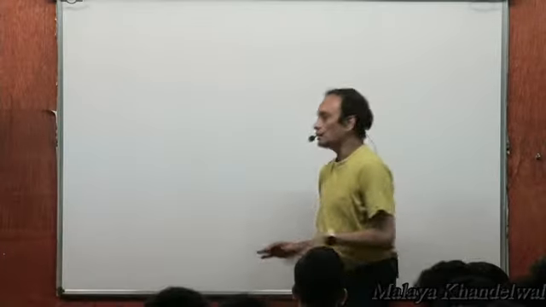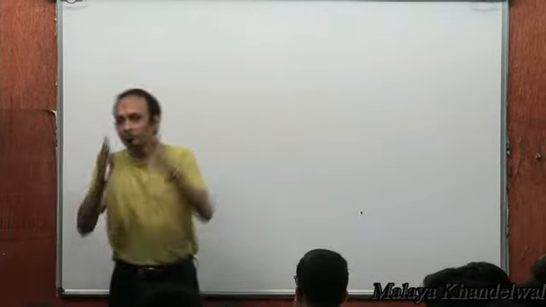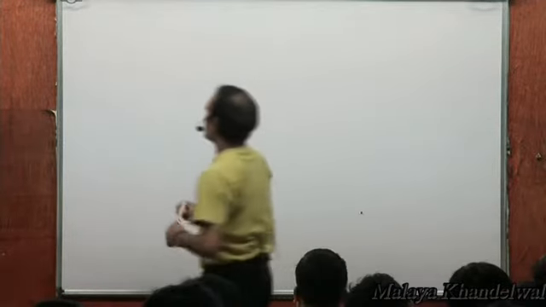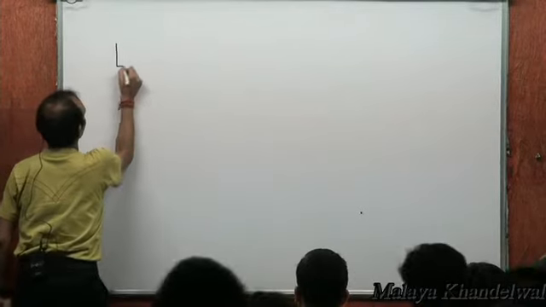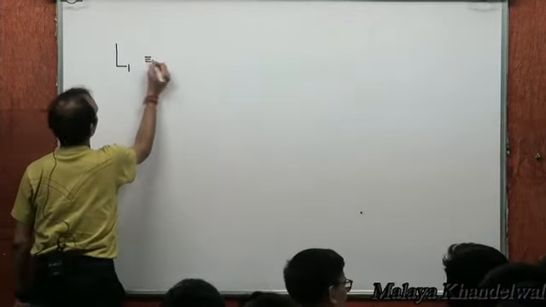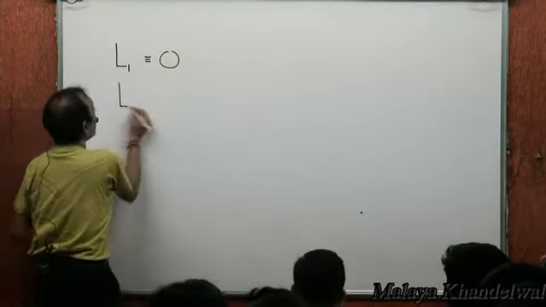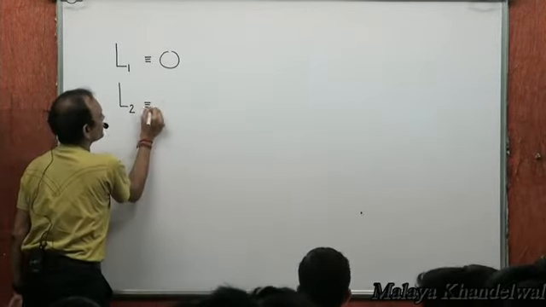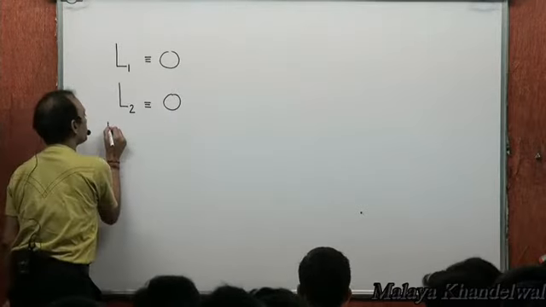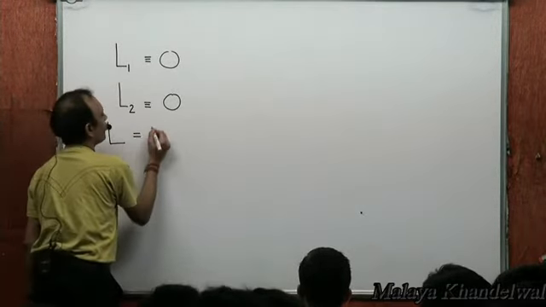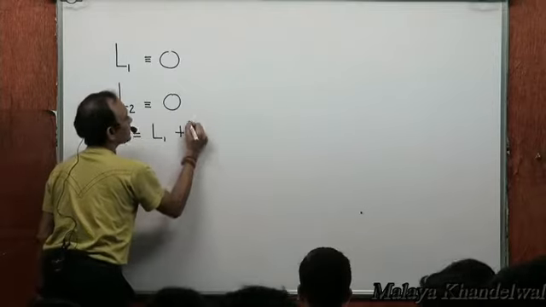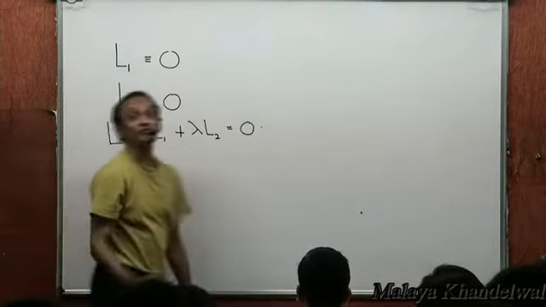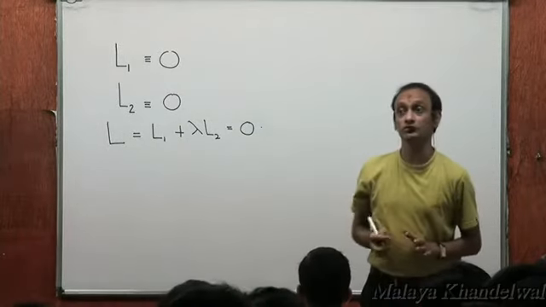Under the heading of Know These Concepts, the first set of problems are based on a very simple idea. If I have a line L1 equal to 0, where L1 is a linear expression in x and y, and I have another line L2 equal to 0, then any line L of the form L1 plus lambda L2 equal to 0 will pass through the intersection of L1 equal to 0 and L2 equal to 0.